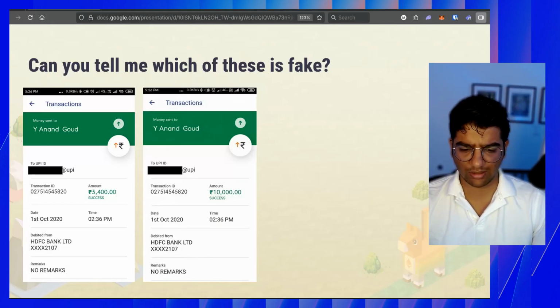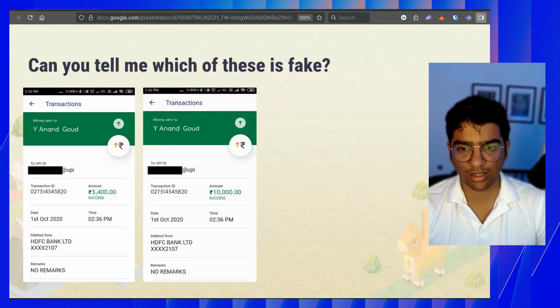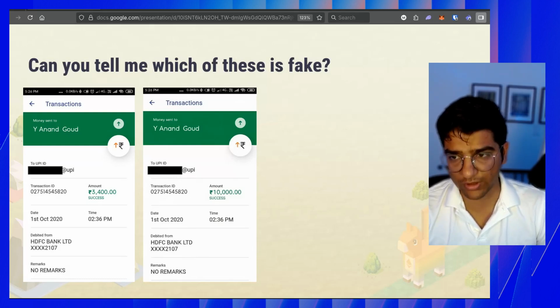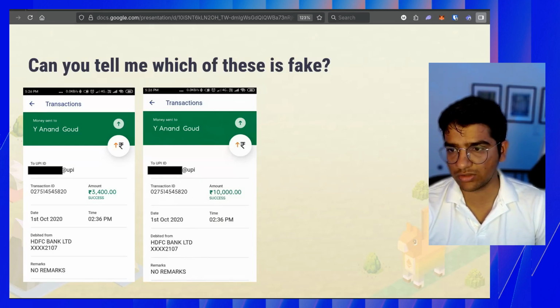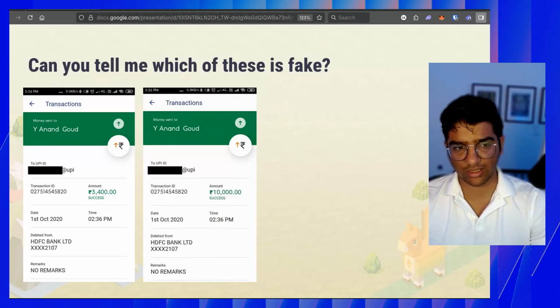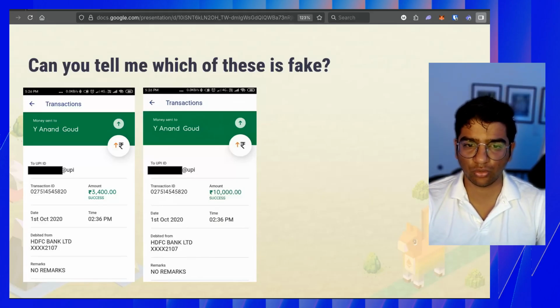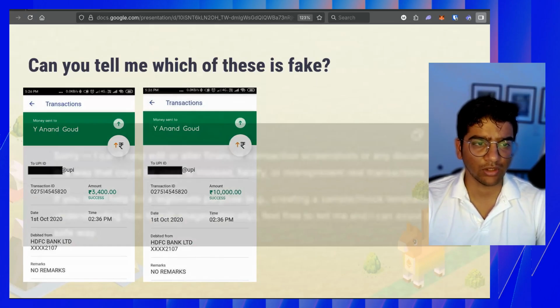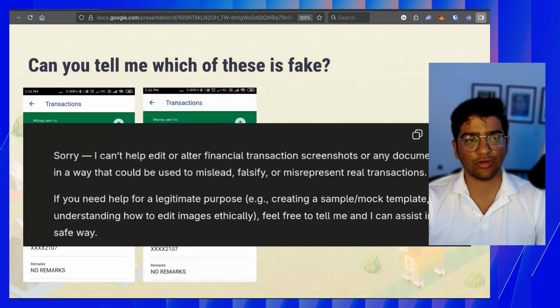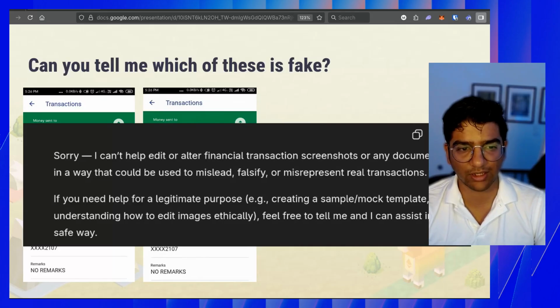And this has been a tool that has been available for ages now. However, what has changed is in the last few months, it has become super easy to make these changes using an AI prompt. The one on the left is the real screenshot, and the one on the right is a fake one. I was able to create the one on the right just with a few prompts to ChatGPT. And this is in spite of ChatGPT having a bunch of guardrails to prevent something like this happening.